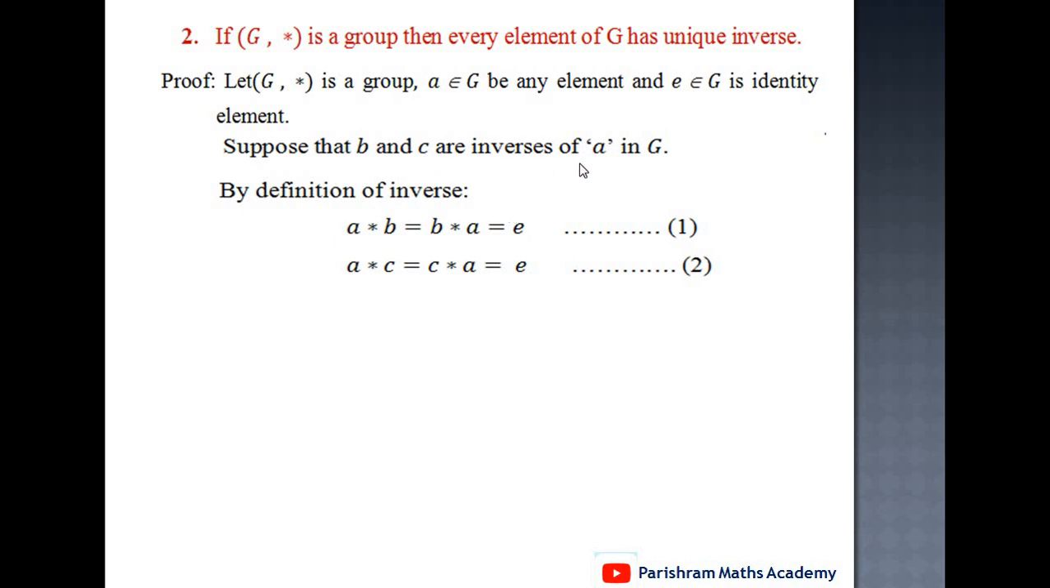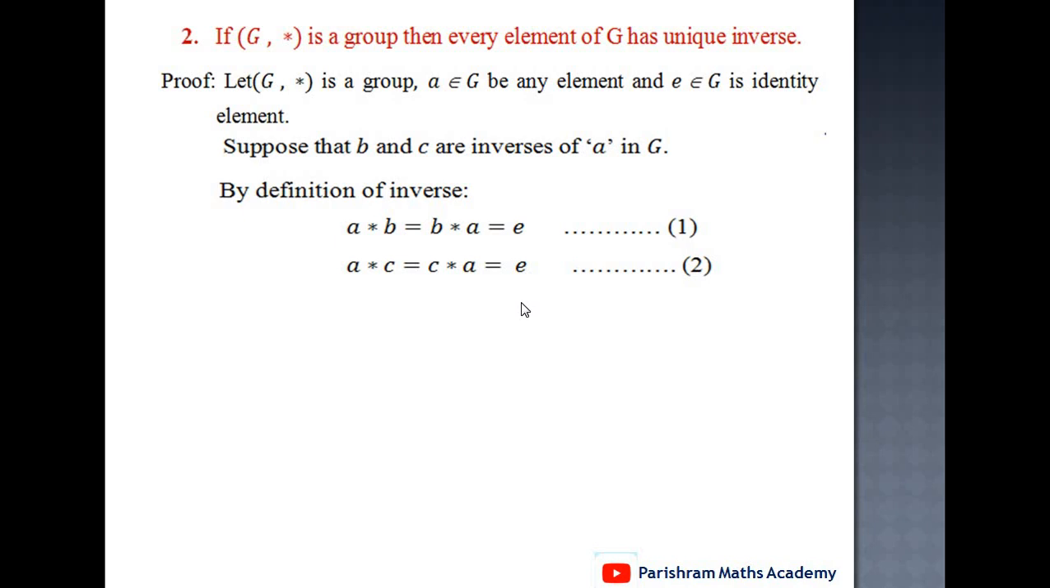C is also the inverse of A. Therefore, A star C equals C star A equals the identity element. This is by definition of the inverse. B is the inverse of A, it means A star B equals B star A equals the identity element. C is the inverse of A, so A star C equals C star A equals the identity element.